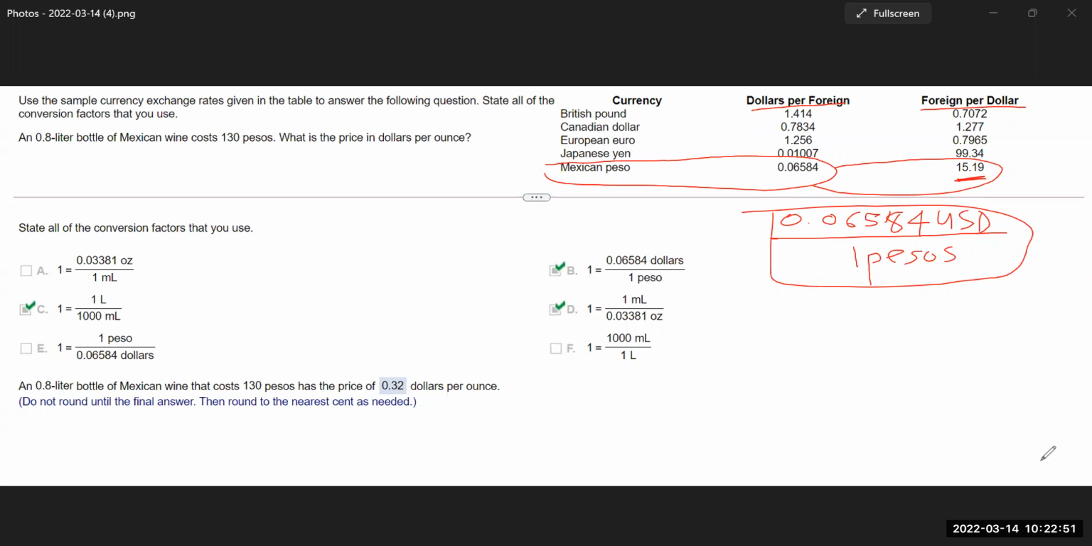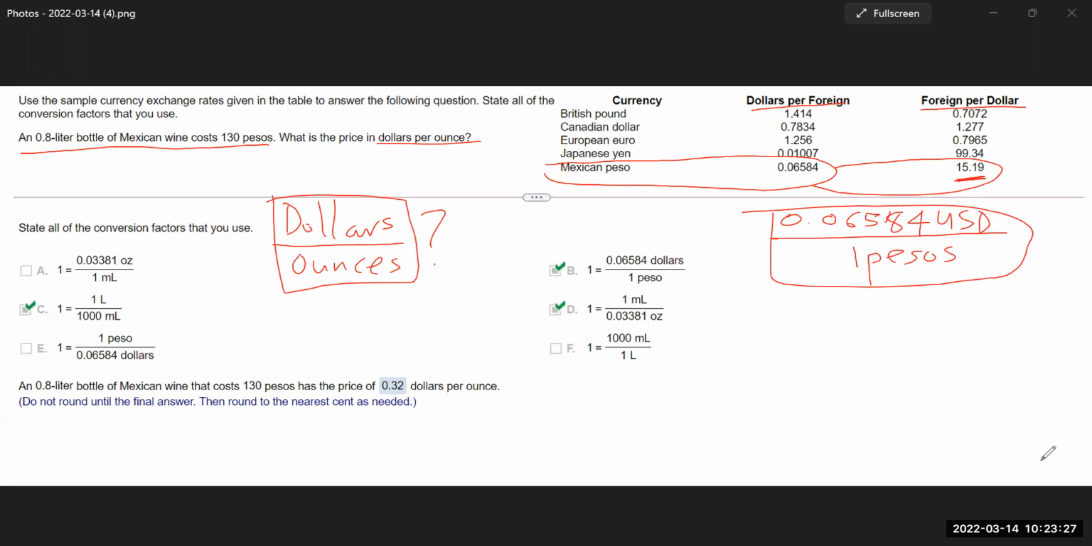Now, our problem here, what do we want? We want dollars per ounce. So this is the main question that we have to deal with. But where do we start from? We are going to use this problem. It says that a 0.8 liter bottle of Mexican wine costs 130 pesos.